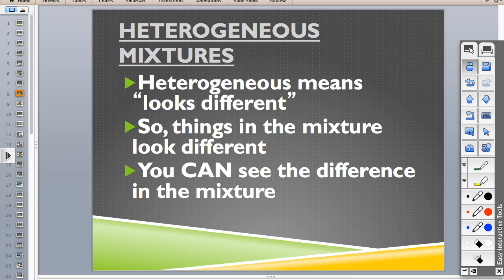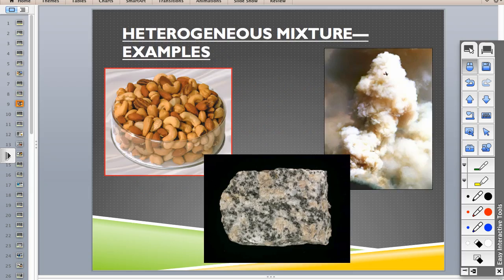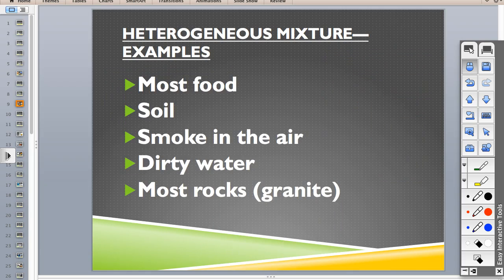All right, so heterogeneous looks different. You can actually see the various parts. This is real straightforward. So you have nuts and some trail mix. Most rocks are heterogeneous mixtures. And then if we have a volcanic eruption, you're going to have various parts of ash and rock and dust and gases all mixed together. And you can kind of see that. So most food is heterogeneous. Soil, smoke in the air, dirty water, and rocks.